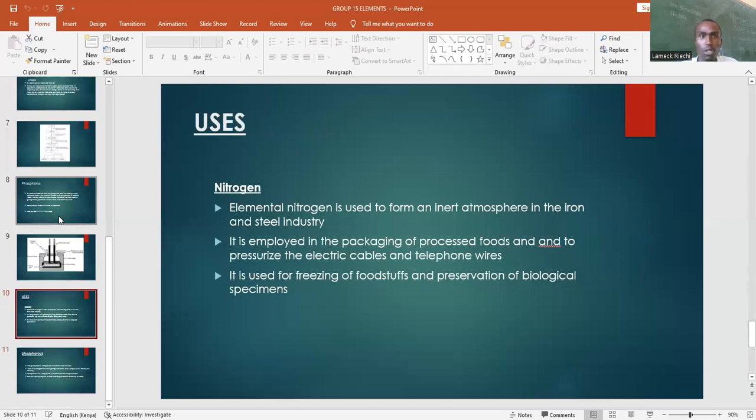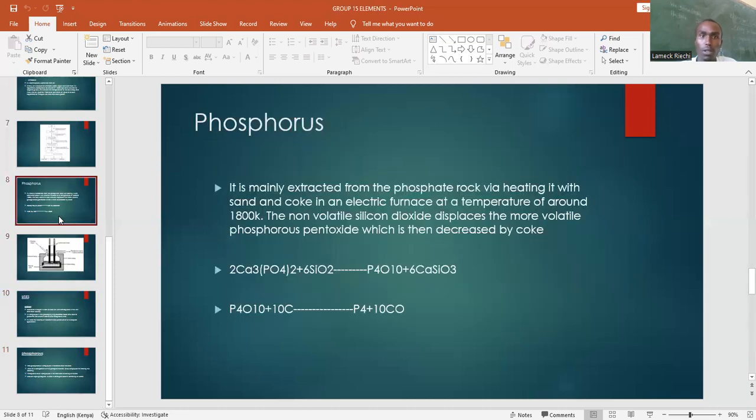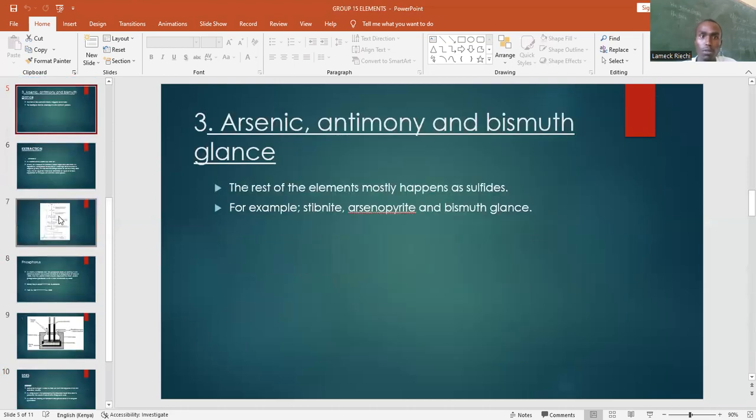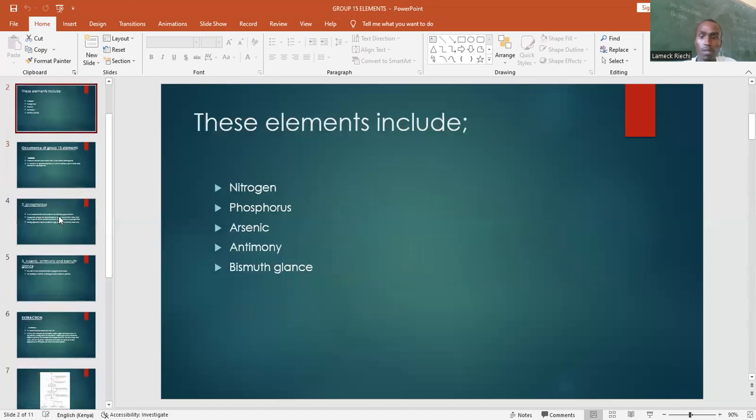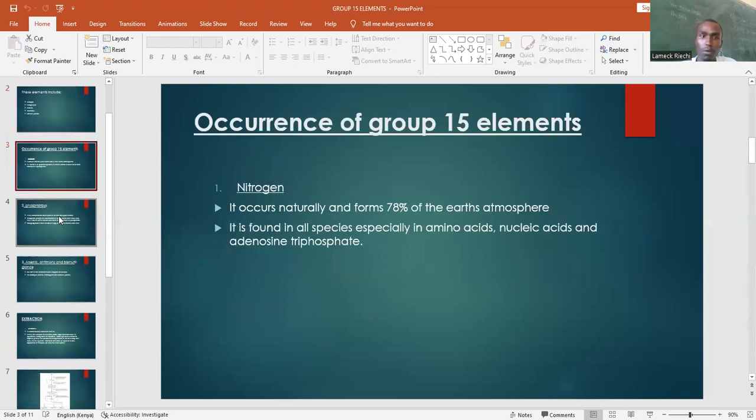Now we'll go to the summary of this presentation, whereby we'll start with the occurrence of these elements. We'll say that nitrogen occurs naturally in air, and it occupies the largest part of the air, which is 78%, and it is specifically found in amino acids, nucleic acids, and adenosine triphosphate.